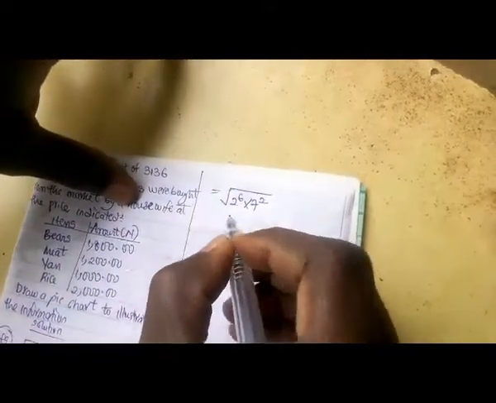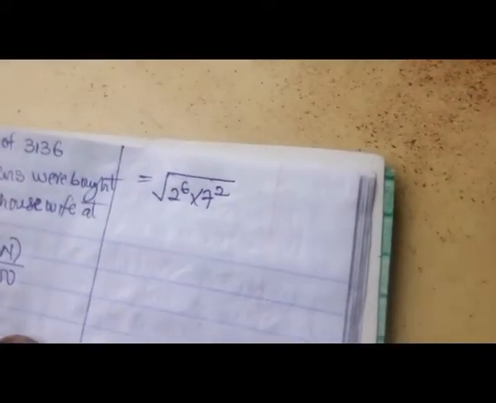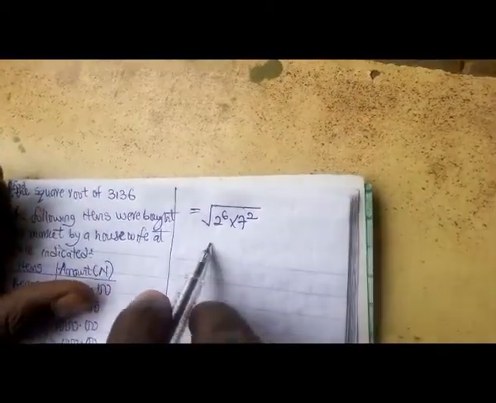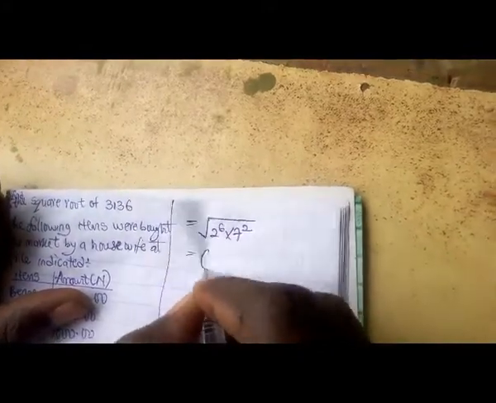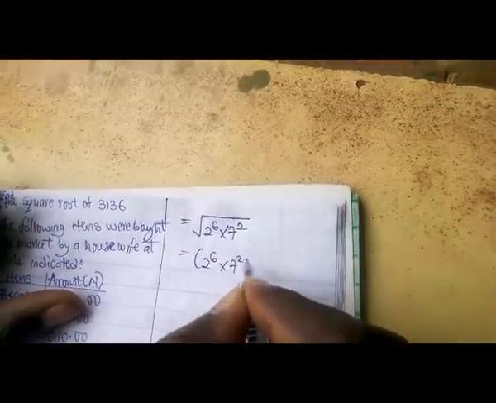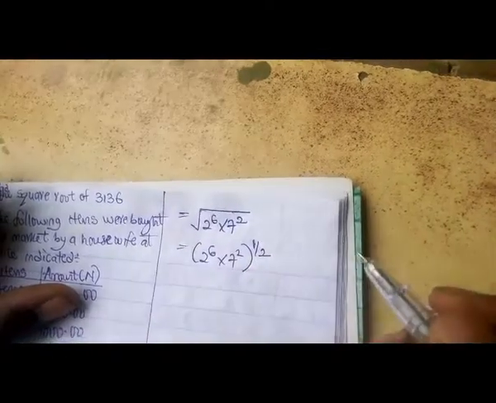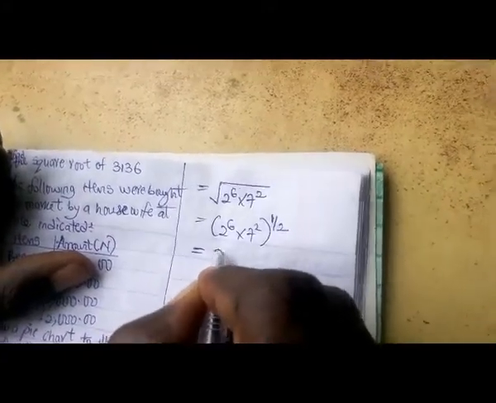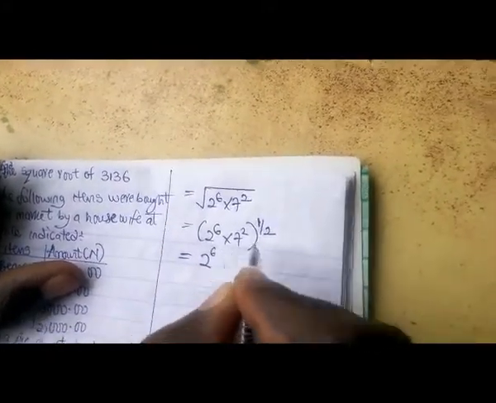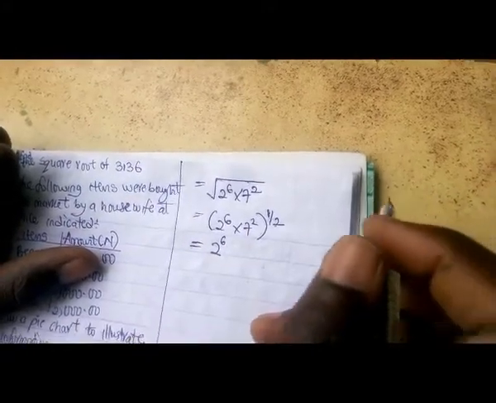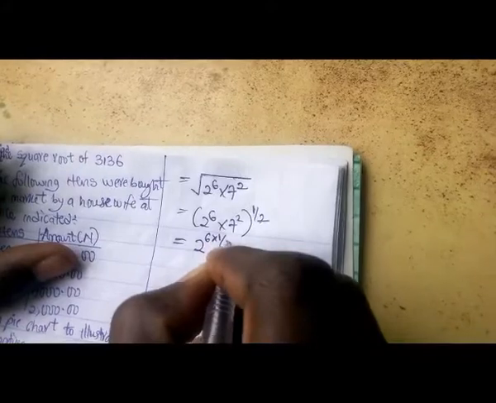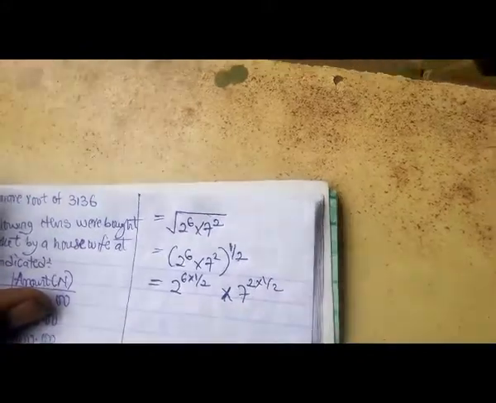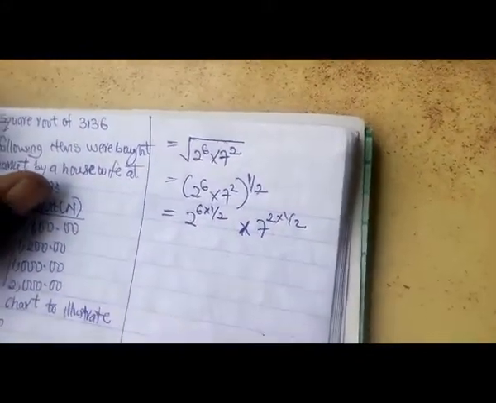And this square root, the square root of 2 raised to power 6 times 7 raised to power 2, can become 2 raised to power 6 times 7 raised to power 2, each raised to the power of a half. It's also the same thing as square root. So it can become 2 raised to power 6 times 1 over 2, times 7 raised to power 2 times 1 over 2. So let's continue.